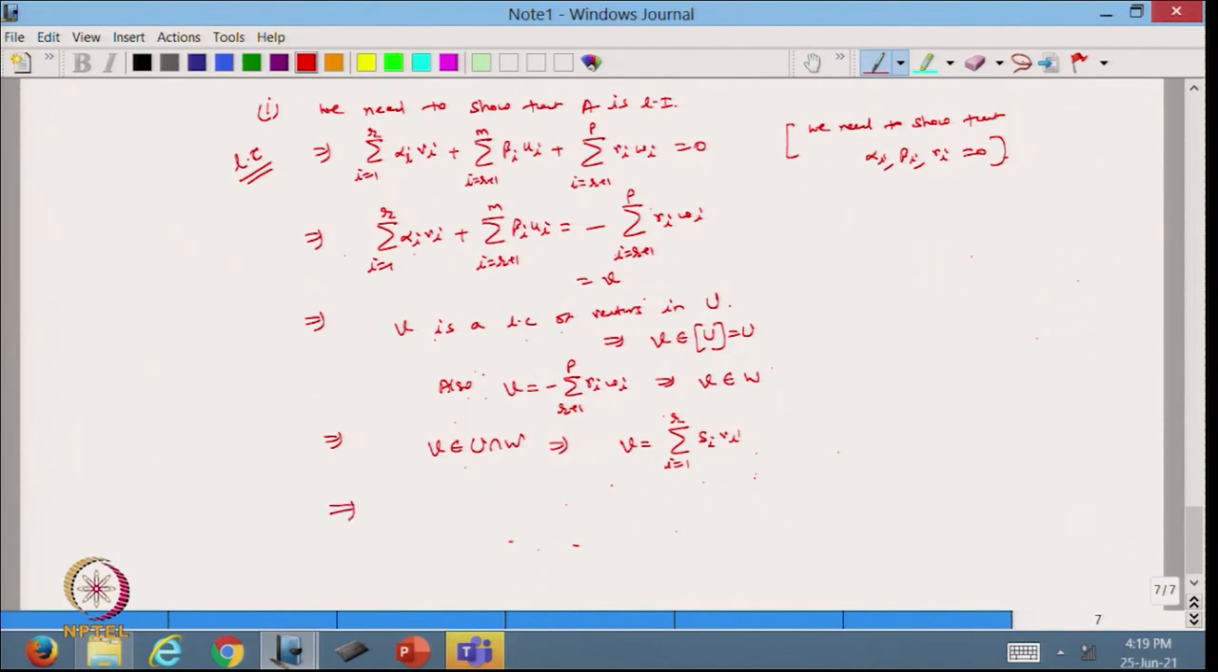So, now from here I can write that minus summation gamma i w i from r plus 1 to p is equal to summation i from 1 to r delta i v i. And from here I can write that summation delta i v i, i from 1 to r, plus summation gamma i w i, i moving from r plus 1 to p, equal to 0.